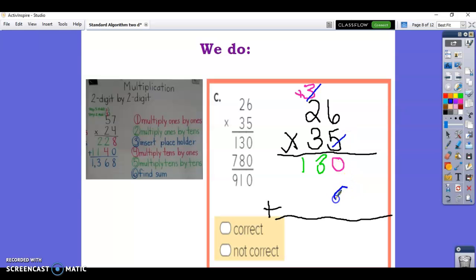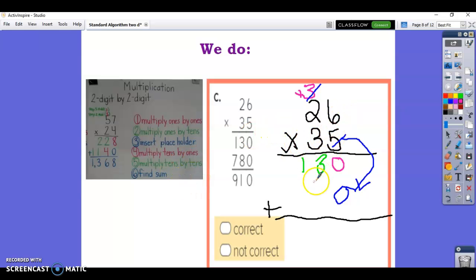I'm going to put my place value holder. Sometimes I like to cross out my work and draw my arrow to know, okay, I am done. You are more than welcome to do that. And then we're going to switch on over to, now we are multiplying our tens by our ones.